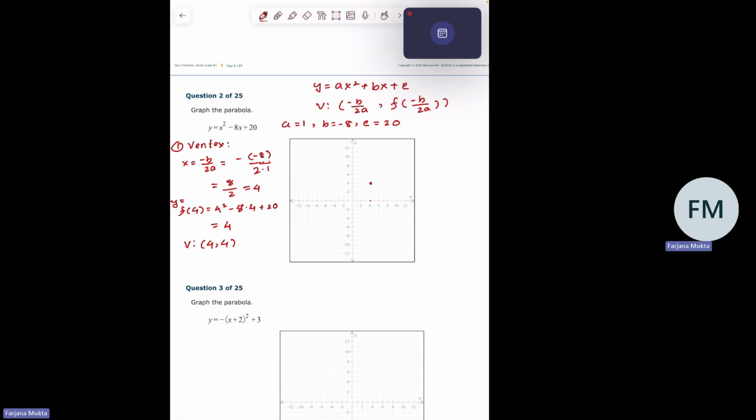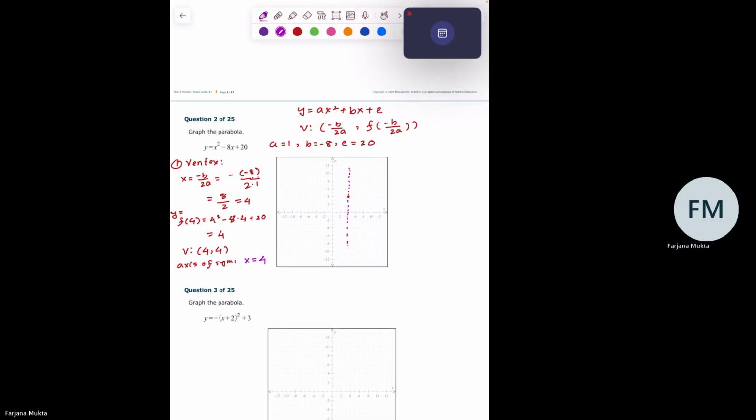Now, what is our axis of symmetry again? The axis of symmetry is going to be the line x equal the x coordinate of the vertex, which is 4. So that means the vertical line passing through this. Okay. Now, in order to graph the parabola, what else do we need? We need at least 4 points, two from the left of the axis of symmetry and two from the right of the axis of symmetry. Right? So let's find 4 points.